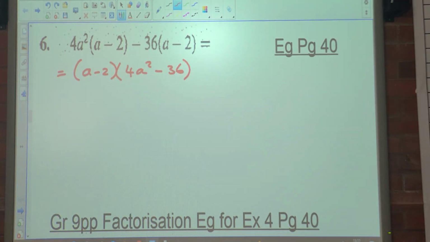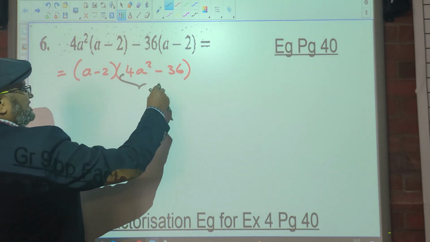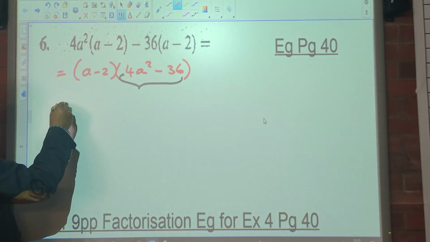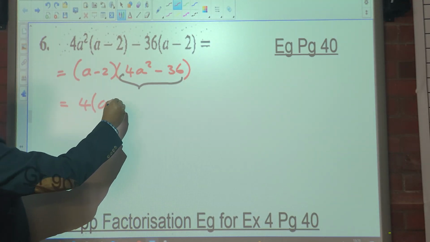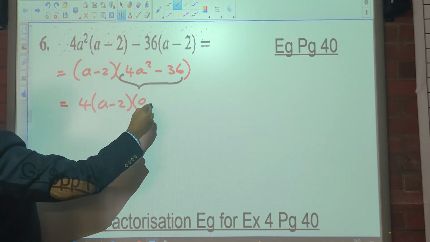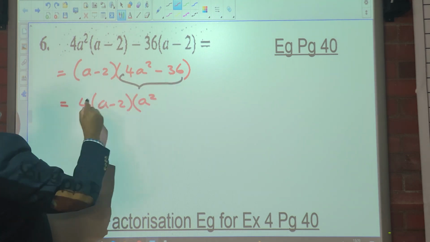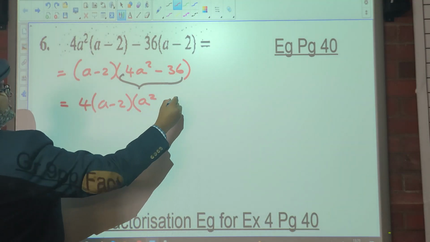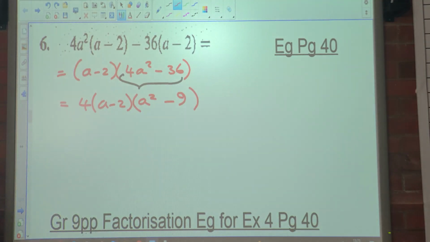What do we notice now? Common factor. Remember, common factor overrides all types of factorization. So what's your common factor here? 4. So it's 4 into 4a squared divided by 4, a squared. What's the negative 36 divided by 4?